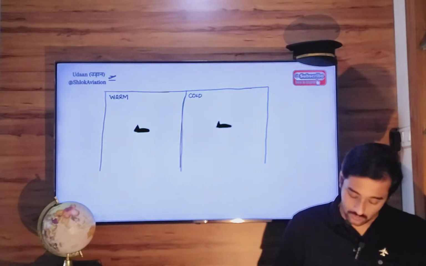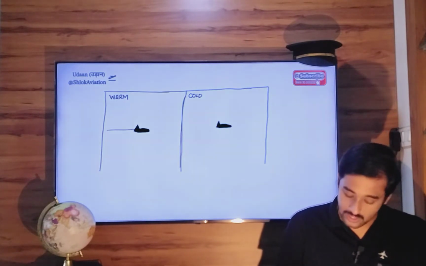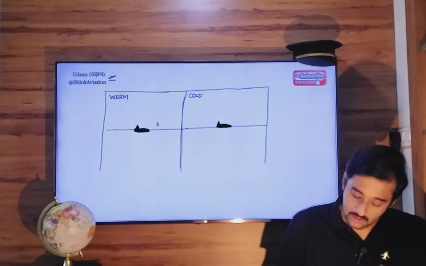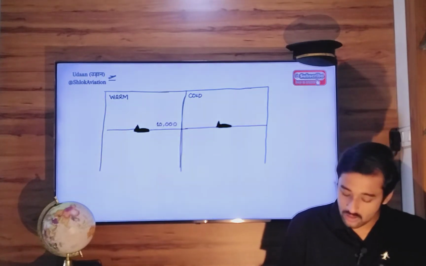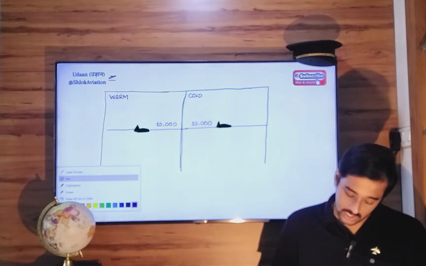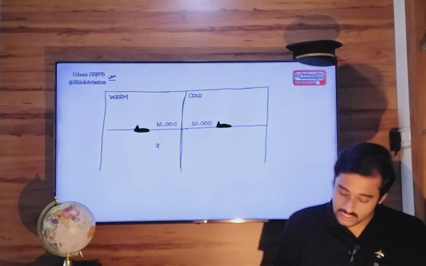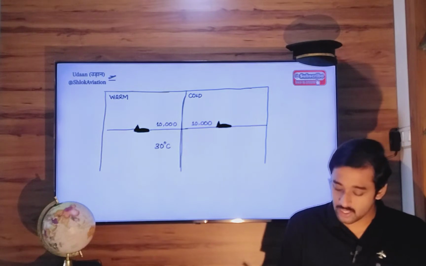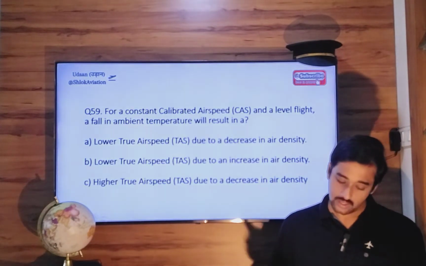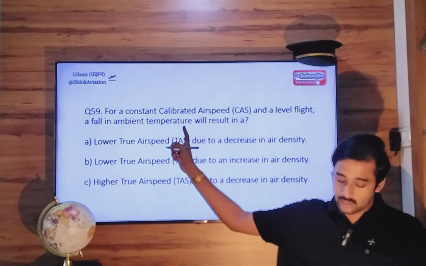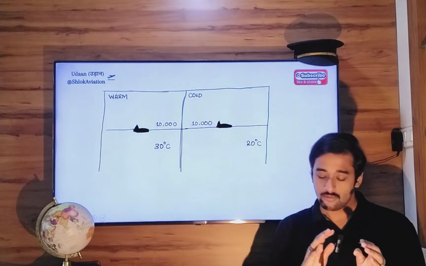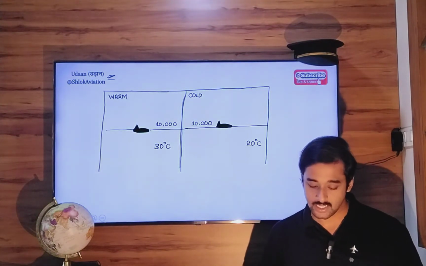Right? So you're flying at a constant altitude of 10,000. In a warm air mass, let's say the temperature is 30 degrees Celsius. In a cold air mass, the temperature is 20 degrees Celsius. Okay, so you have entered an air mass where there is a fall in temperature. So 30 degrees Celsius falls to a lower temperature of 20 degrees Celsius.